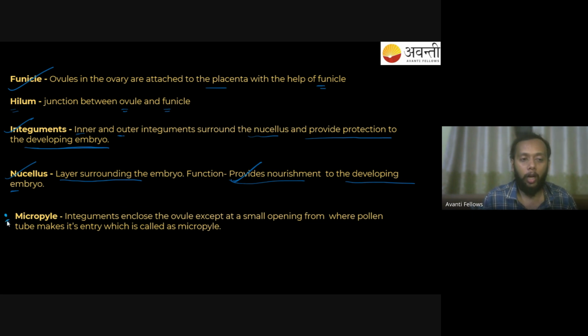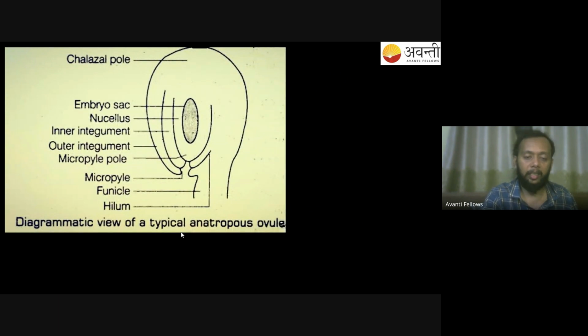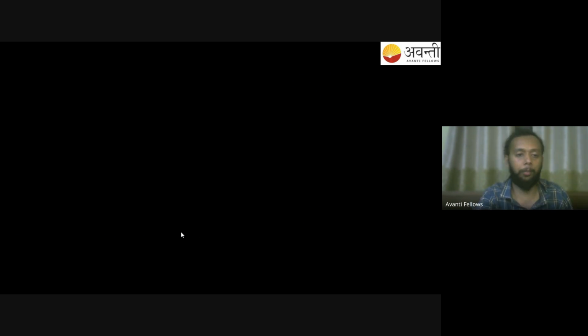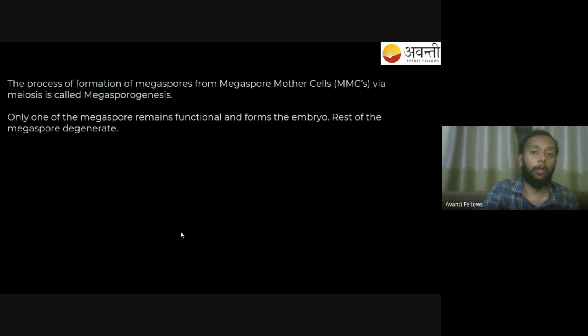Now you have over here the macropyle. Integuments enclose the ovule except a small opening where the pollen tube makes an entry, which is called the macropyle. So the macropyle which you were seeing over here is a location through which the pollen tube is going to enter inside. So that is something you have to know. That's my macropyle. Okay. Now we'll jump onto the story of my megasporogenesis. Now let's talk about megasporogenesis over here, how that will be happening. The formation of megaspore from the megaspore mother cell via meiosis is called megasporogenesis.